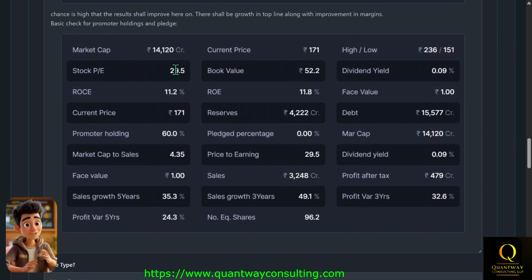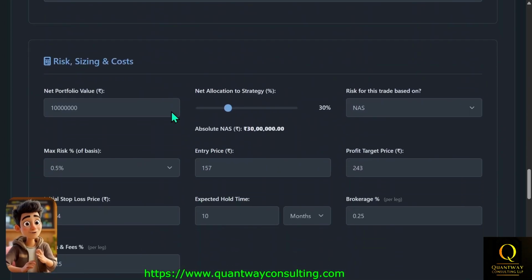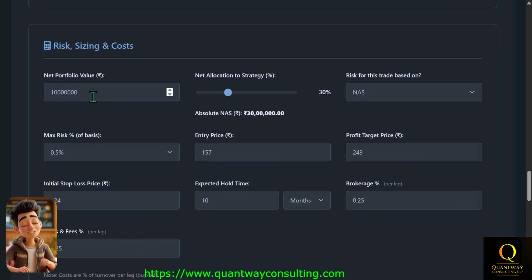Now comes the most important thing in trading, the trade design. In net portfolio value section, detail out your net amount available with you. Say you are starting with 1 crore rupee portfolio. Put in this number here. Next, in net allocation to strategy, set the slider to 30%. This means out of 1 crore, you are allocating 30% to this mean reversion strategy setup. So 30 lakh rupees shall get allocated to this particular strategy.